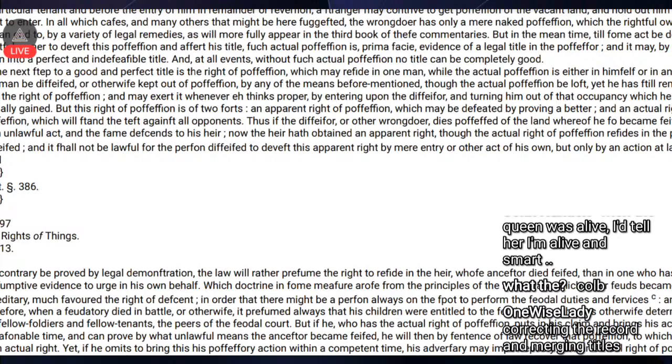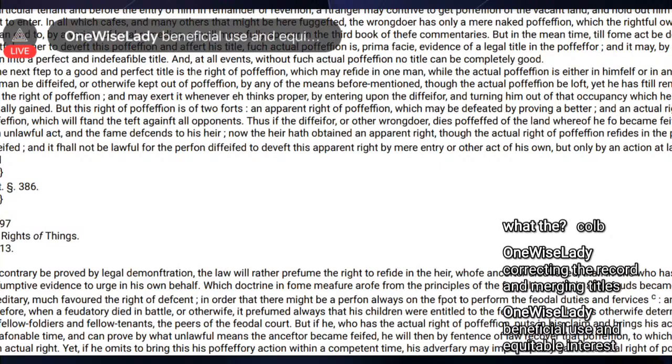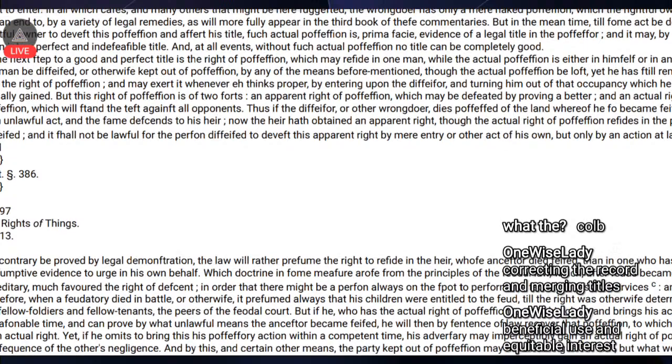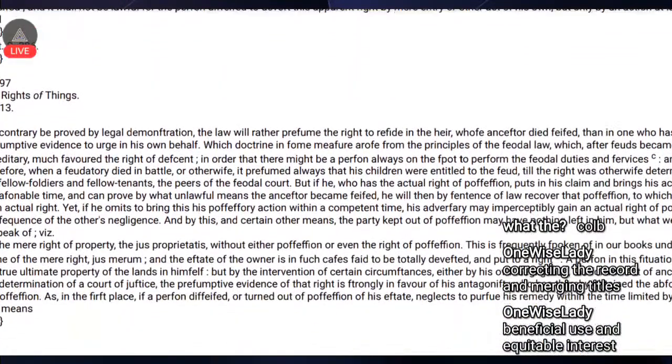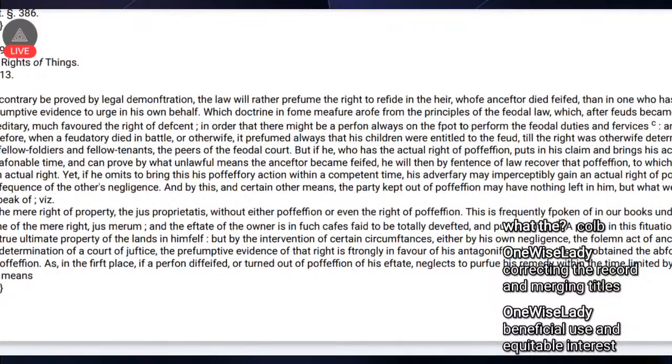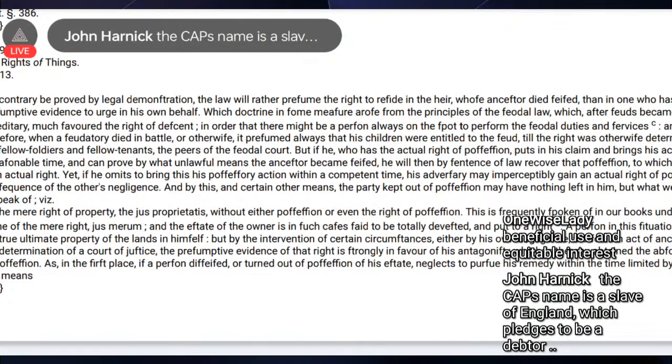And it shall not be lawful for the person disseised to divest this apparent right by mere entry or other act of his own, but only by an action at law. For until the contrary be proven by legal demonstration, the law will rather presume the right to reside in the heir whose ancestor died seised, than in one who has no such presumptive evidence to urge in his own behalf.